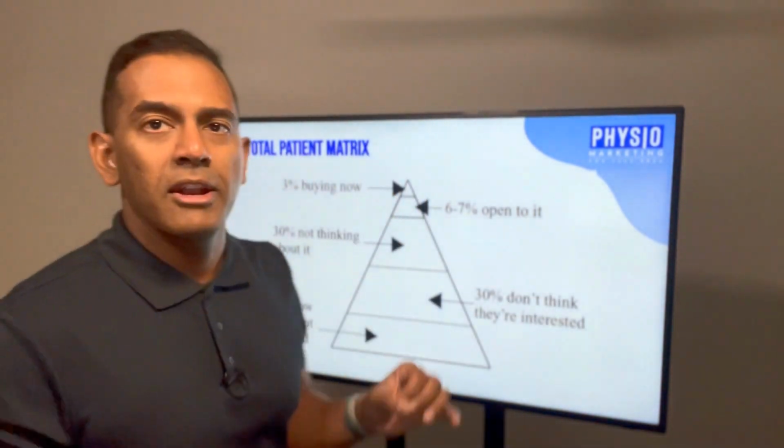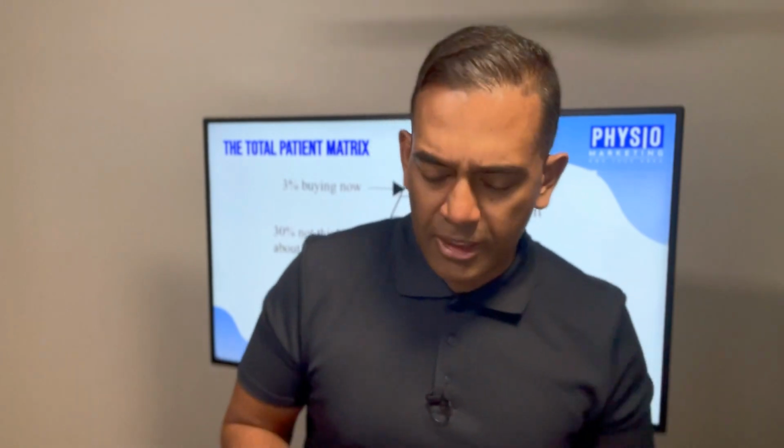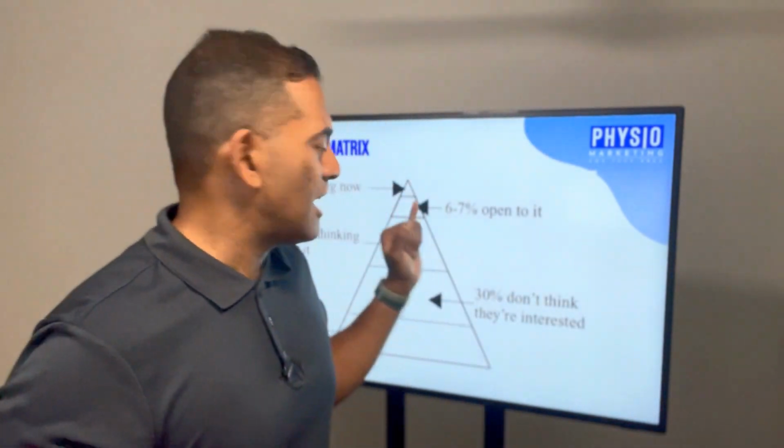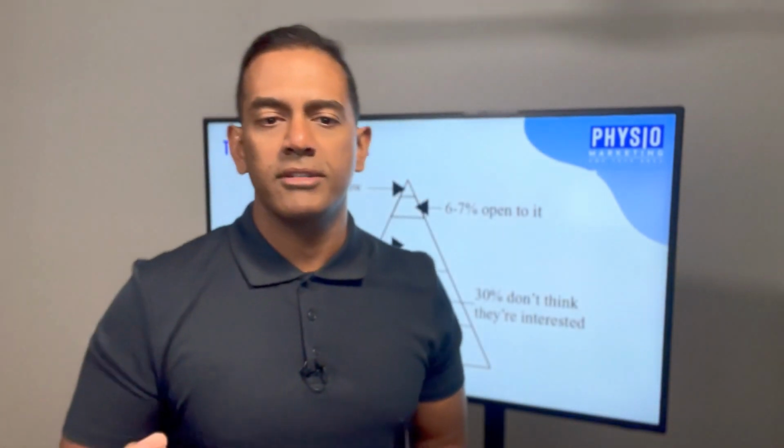They will typically be typing in physio near me, physio your suburb, physio back pain, all that kind of thing. They literally want a solution right now. That's 3%. Typically, when it comes to Google Ads, they tend to be the most expensive because they're on the brink of becoming a patient at a practice. So the cost per click will be higher because their value is a lot higher, because they're ready to take that next step in becoming a patient. So it's very important to understand that.